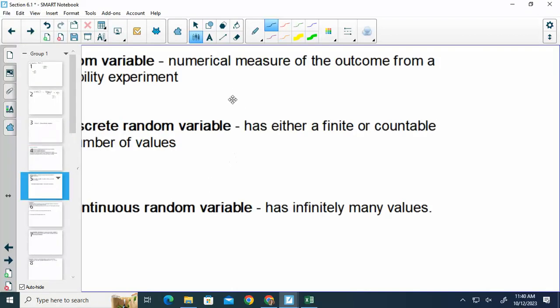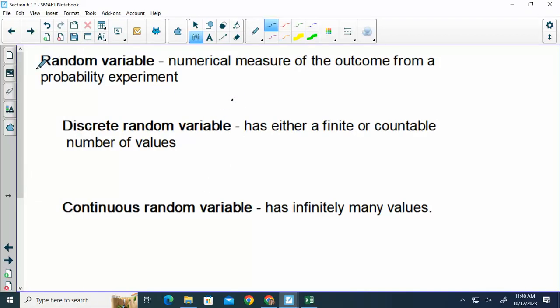So a random variable is a numerical measure of the outcome from a probability experiment. Okay, so we know what probability is. We've been looking at a lot of those. So we could look at flipping a coin and counting how many heads show up. And my random variable then is the number of heads that we flip.